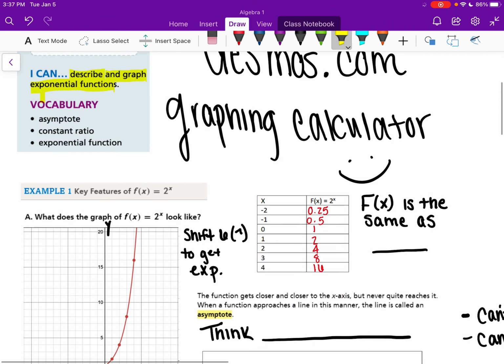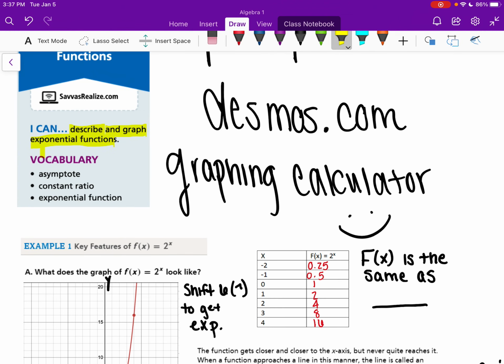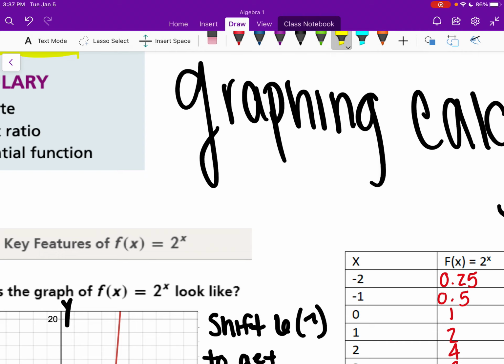So, in our very first example, we are going to learn what the key features of an exponential function are. An exponential function is just a fancy math talk for an equation that has our variable x in the exponent. That's it. That's just when the x is in the exponent. So why don't you go ahead in your Desmos, type in f of x, which is the same as y equals 2 to the x, and see what that looks like.